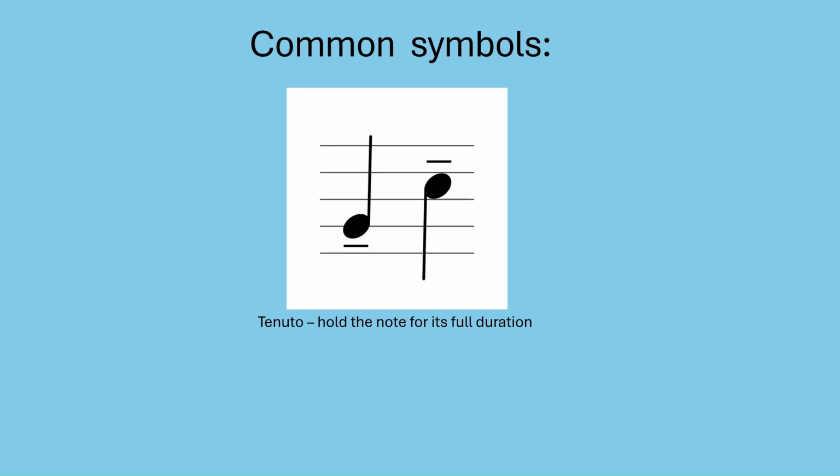A short line placed under or above a note is known as a tenuto, which means to play a note for its full value. Here is what it would sound like.